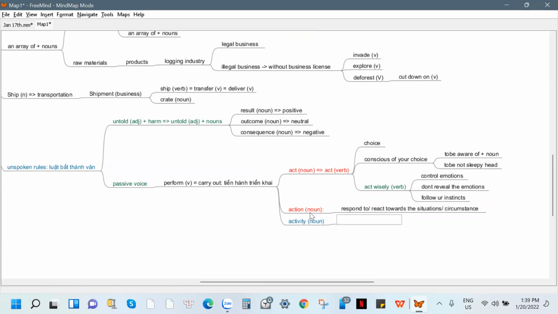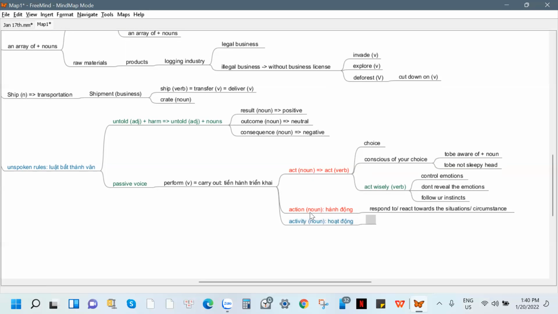Anything else? When will we use the word activity? I think we use the word activity when we describe doing exercise, right? Something like this. Okay, so activity and action are completely different. When it comes to Vietnamese meaning, you can see that action's meaning is one thing, and activity, when it comes to Vietnamese meaning, means something like this.